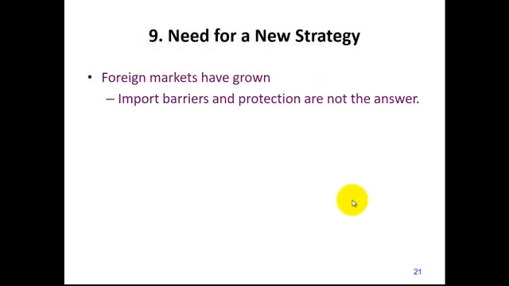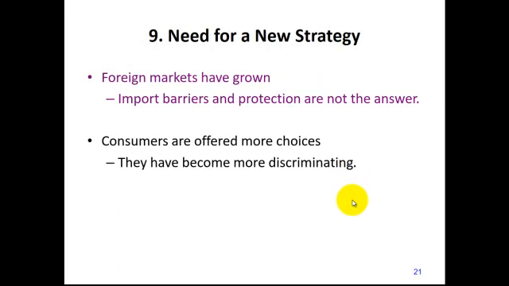A need for a new strategy. Foreign markets have grown. The world is moving towards globalization. Import barriers and protections are not the answers nowadays. The statement is showing that we should focus on the global world, not on barriers and protection.